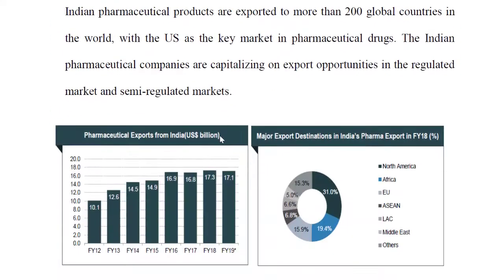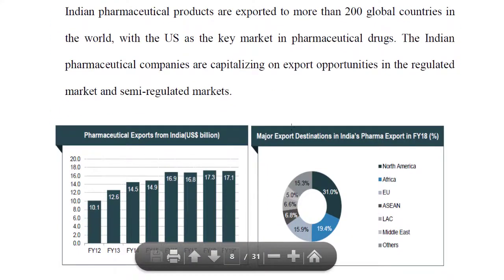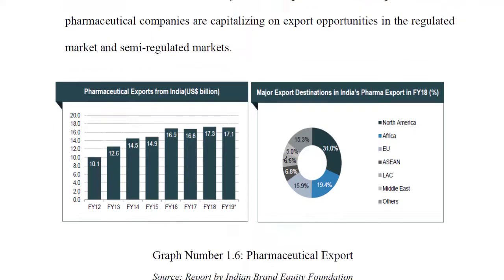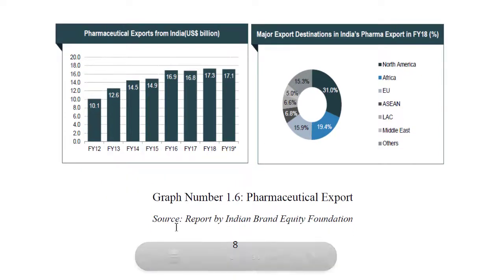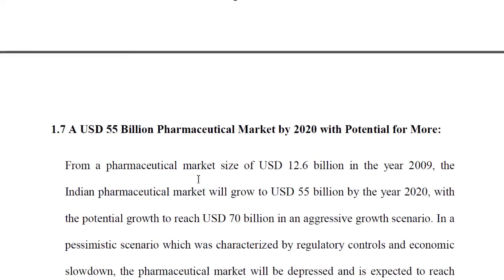So how the pharmaceutical industry has grown over a period of time is shown here in these two paragraphs. The first one is about the pharmaceutical export from India and the major export destinations, and India's pharma export in financial year 2018, which is given here. Again, the source of this graph is a report by the Indian Brand Equity Foundation.